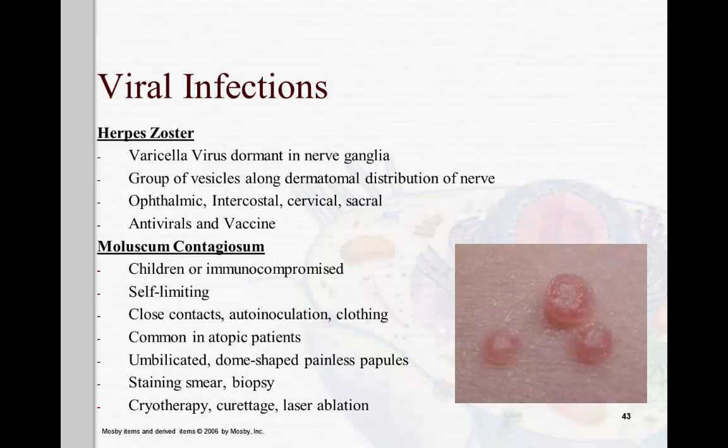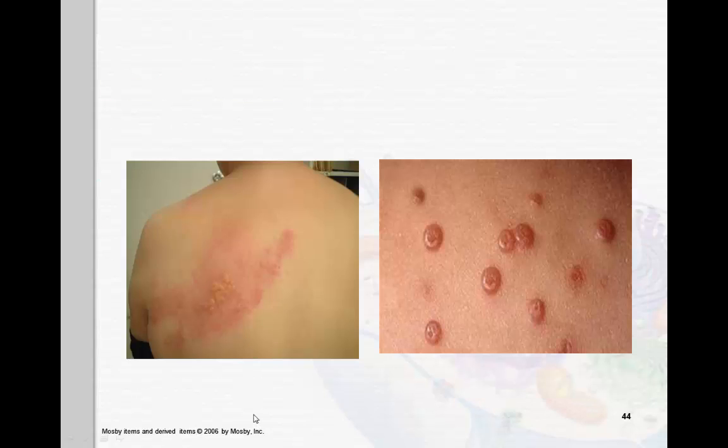But again, be very alert if you see it in adulthood. It could be corticosteroid-induced, it could be chemotherapy, but it could also be HIV. It is diagnosed by biopsy, even though it's typical, and is treated by cryotherapy, curettage, or laser ablation. And here you see another example of molluscum contagiosum, which is umbilicated.